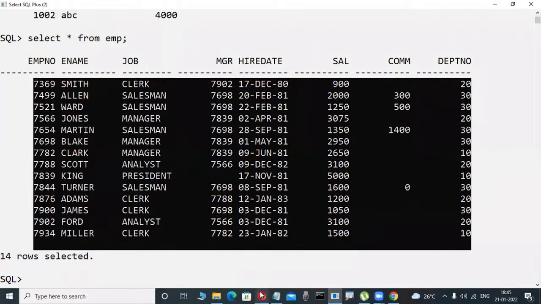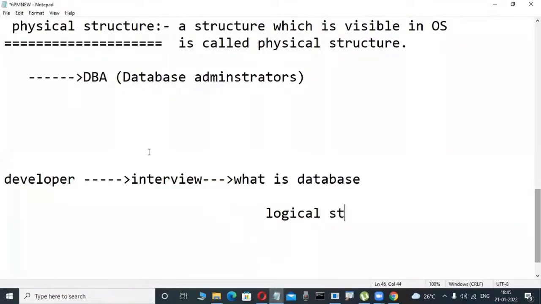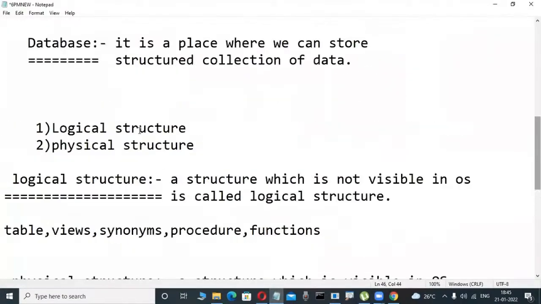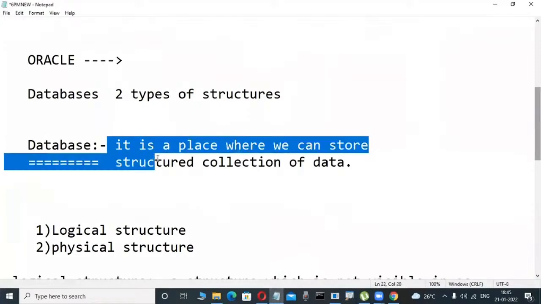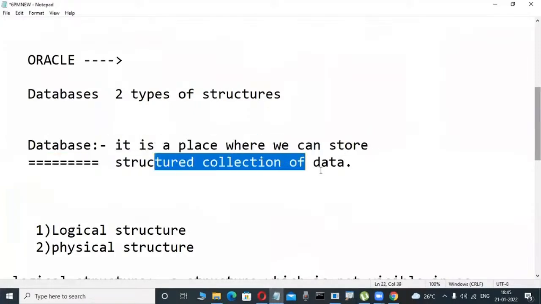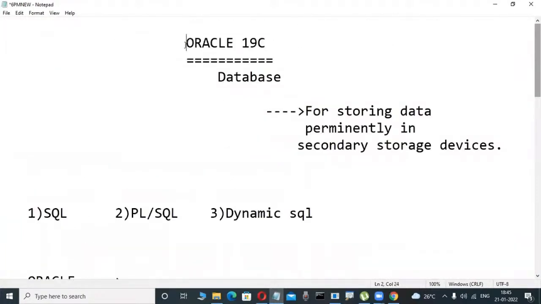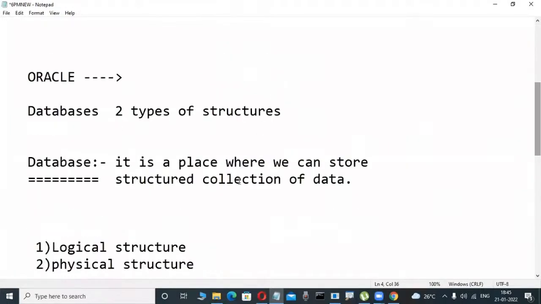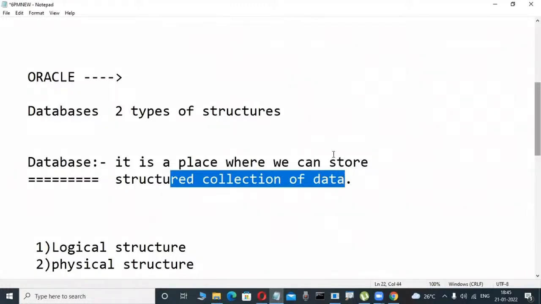That's why in books, or when you type "what is a database" in Google, two definitions appear, but most developers write that it is a place where we can store a structured collection of data. Understood? This Oracle is a product from Oracle Corporation. In our course we are learning the 19c version. This is a database product. If anybody asks what a database is, as a developer we say it is a place where we can store a structured collection of data. That is the logical side.